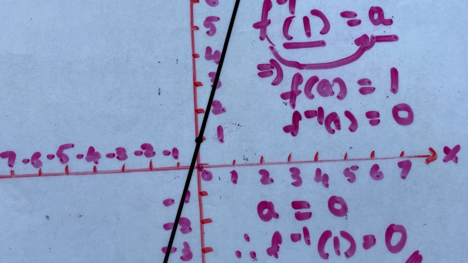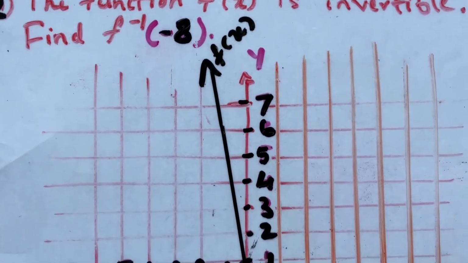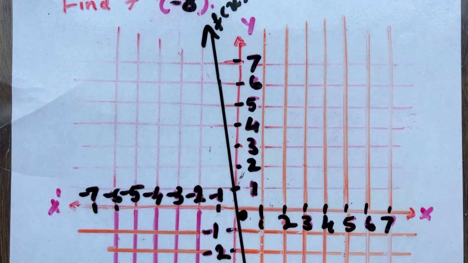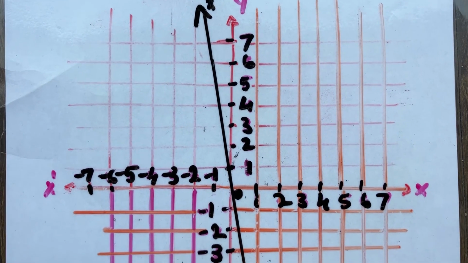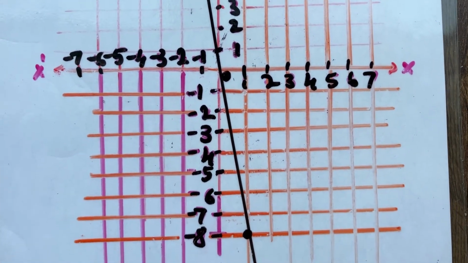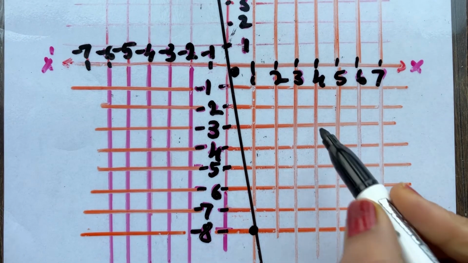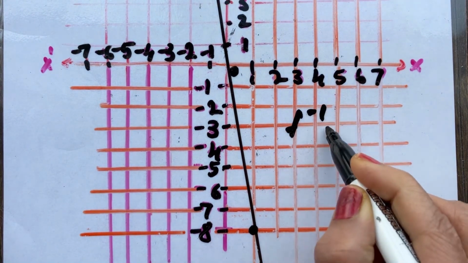Let's go to the second question. Second question, the function f of x is invertible. Find f inverse of negative 8, or f inverse of minus 8. The function is given here. Use the graph. Look at this function on the graph properly, f of x. You have to find f inverse of negative 8.